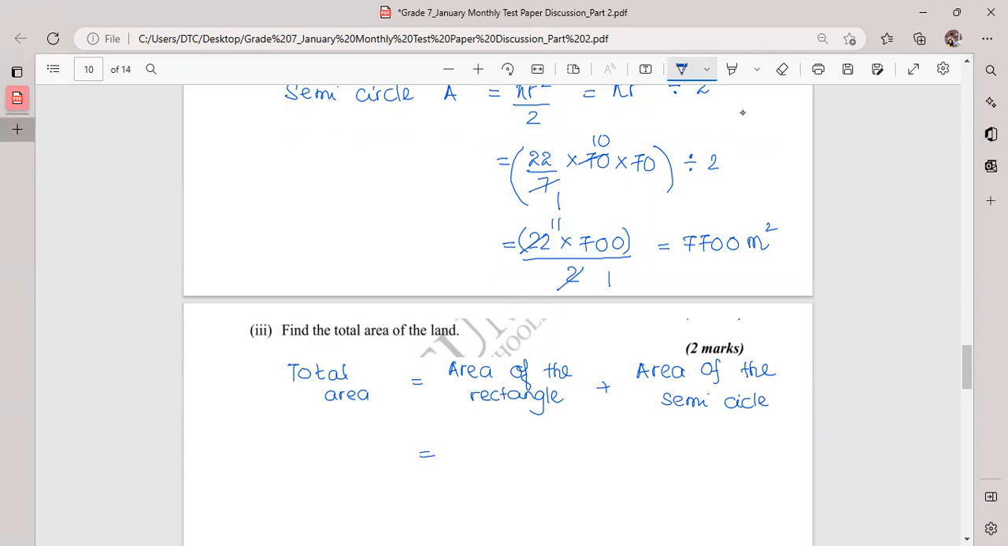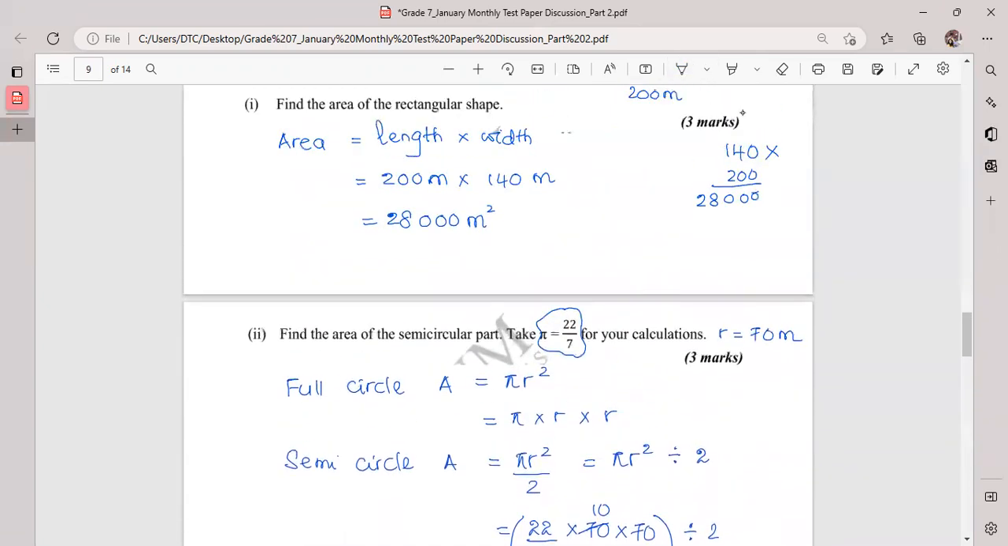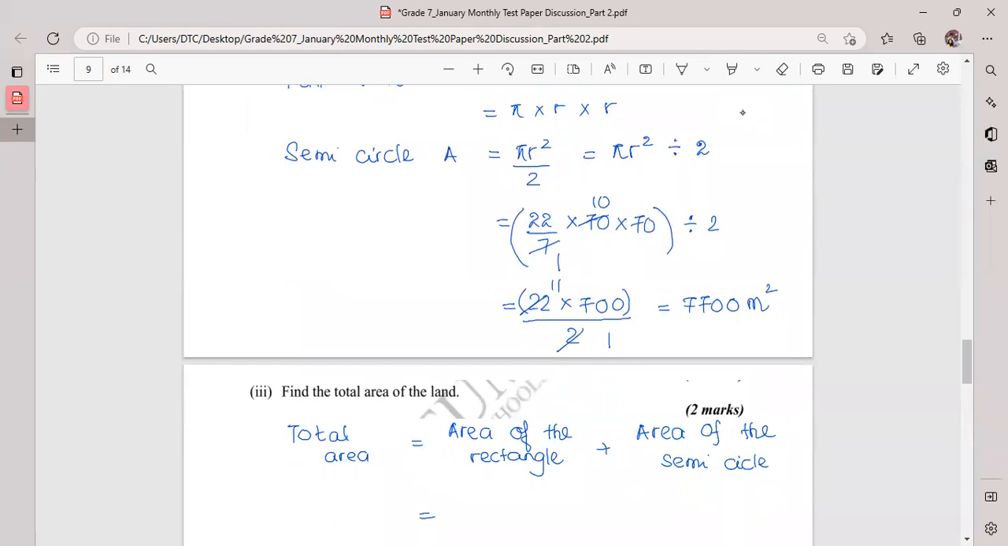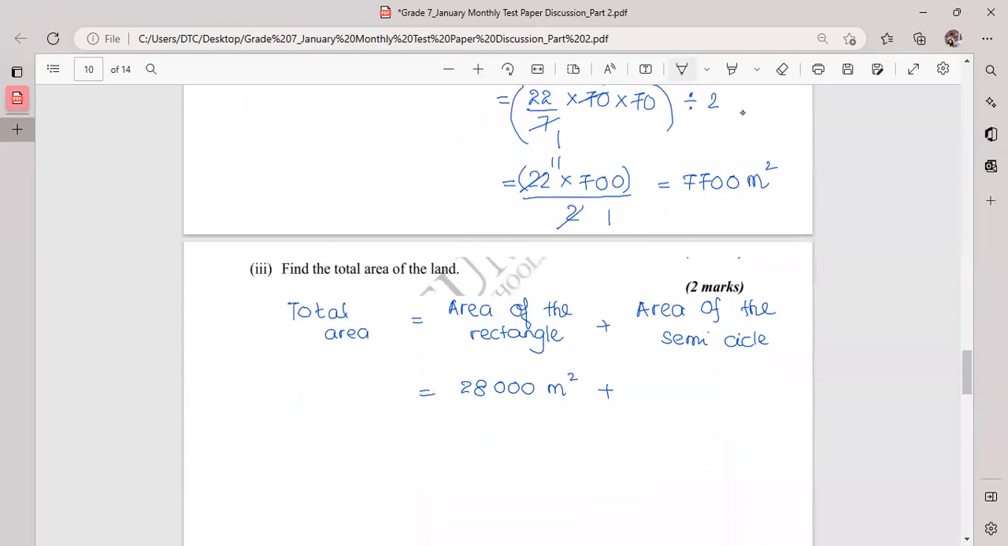So what is the area of the rectangle? It is 28,000, right? Then you write here 28,000 meters squared. See, I always use the units, children, right? And the semicircle is 7,700 meters squared. So when you add them together, you get the answer: 35,700 meters squared, right?